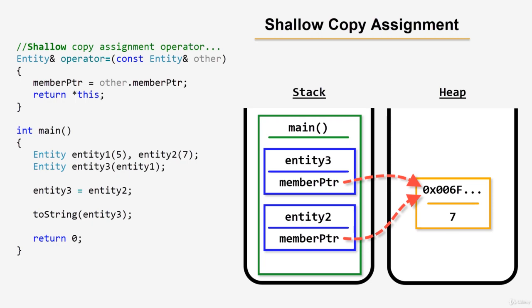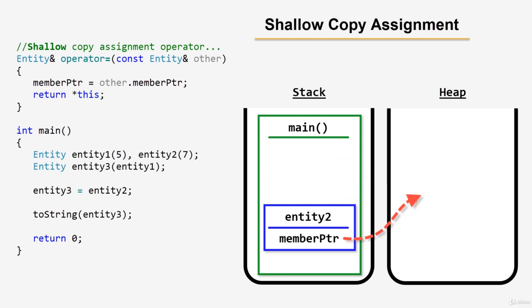But just as an example, let's assume that entity 3 gets destroyed first. The destructor for entity 3 is called, and that is going to deallocate the dynamic variable pointed to by its member pointer. And what does that mean? Well, the member pointer of entity 2 is now dangling. Okay, entity 3 is destroyed, now we're going to destroy the next object, which is entity 2. But again, the member pointer for entity 2 is dangling. As we've seen previously, that is a problem. We are going to get an error or undefined behavior.